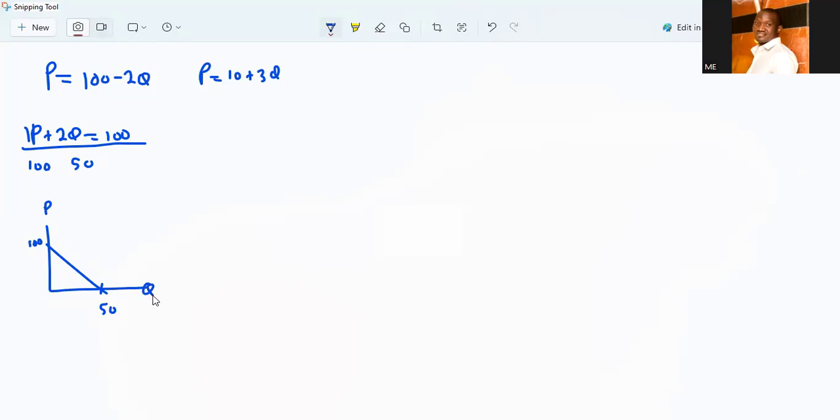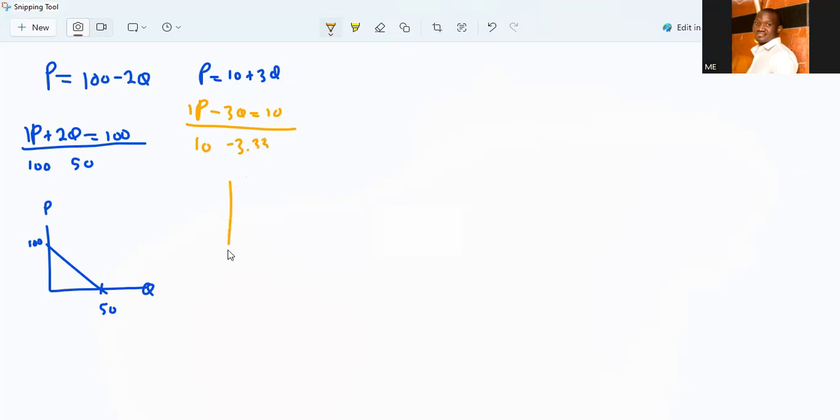We do the same here, put the letters on one side. When we put the letters on one side, the p will still remain here, minus 3q is equal to 10. What intercept do we have? We have an invisible 1 there. So 1 into 10 is 10. Negative 3 into 10 is negative 3.33 on the q.